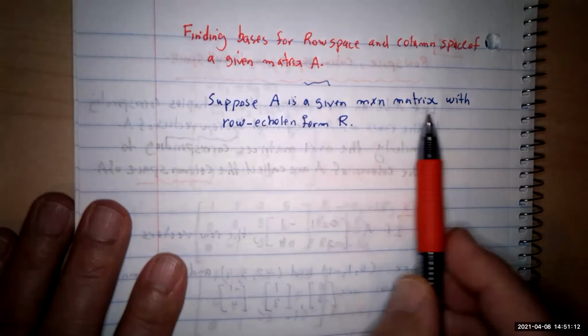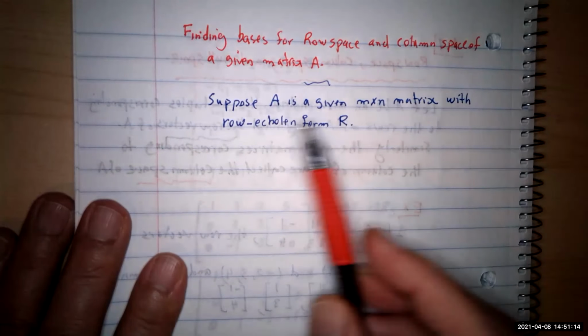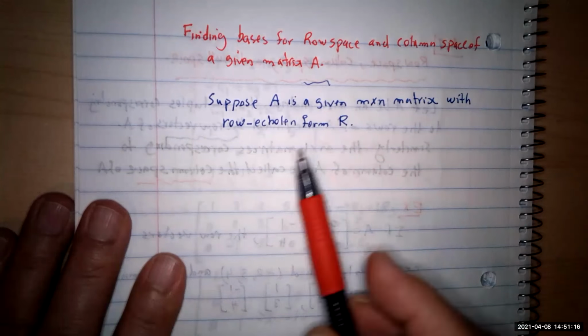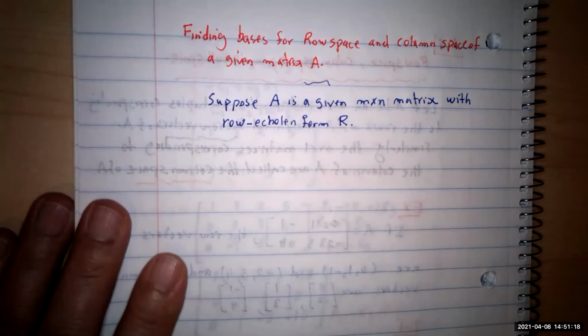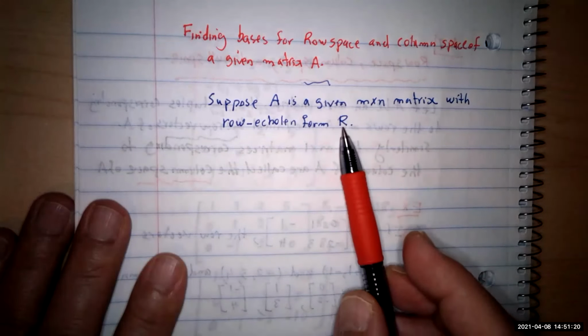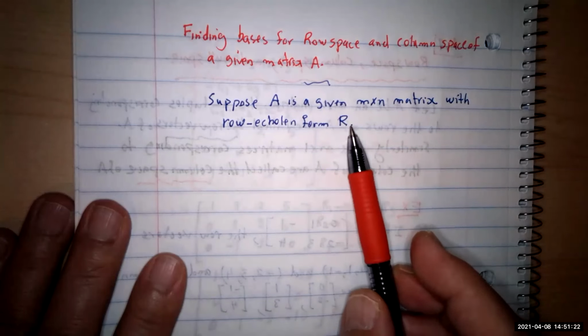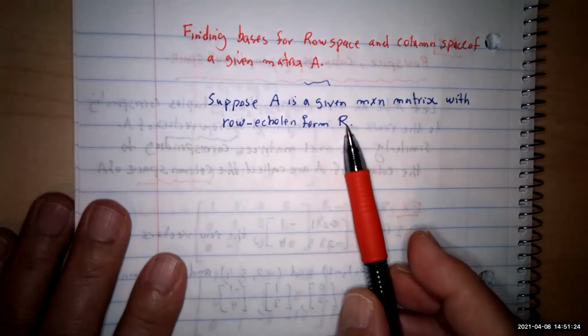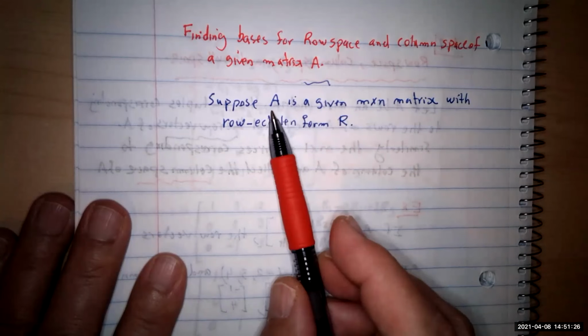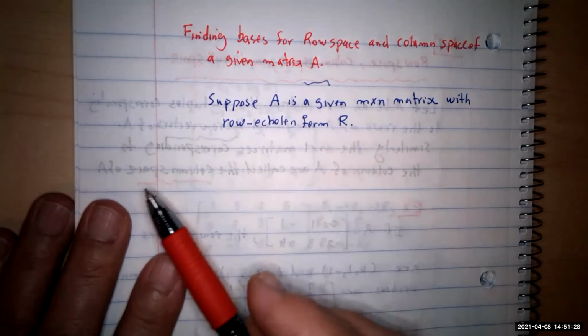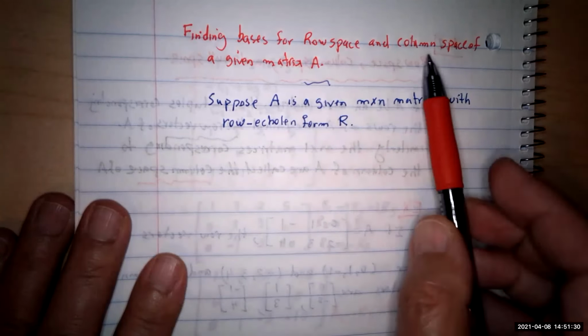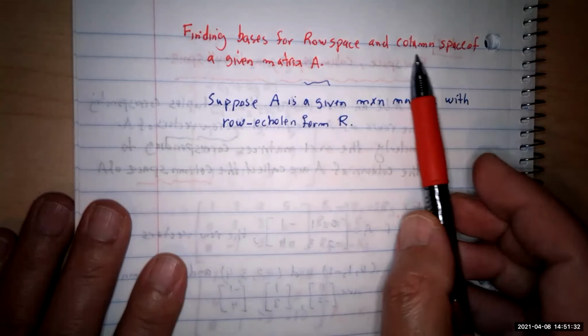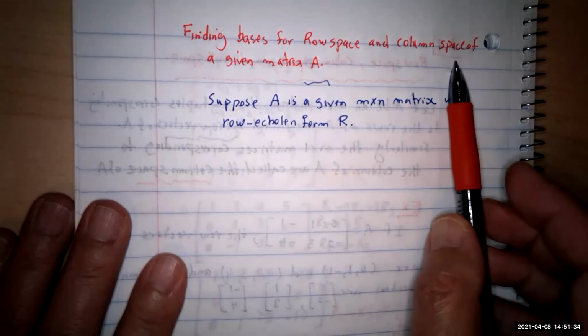That's true because you do some type of linear operation to get to the R. So you pick the non-zero row vectors of R, and that would be a basis for the row space. Then how are we going to find a basis for the column space?